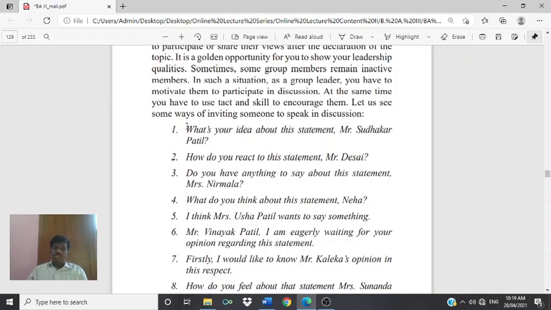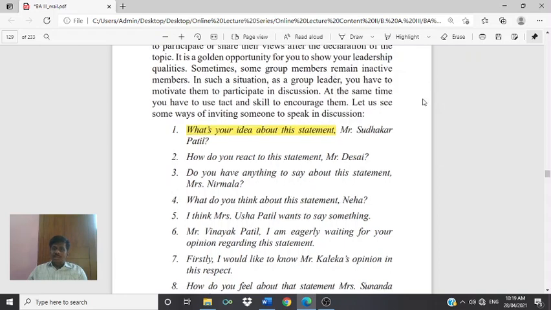See, what's your idea about this statement? This is a common sentence. What is your idea about this statement, Mr. Sudhakar Patil? Then, how do you react to this statement, Mr. Desai? See, this same sentence structure, you can actually use in your group discussion. And these are the common statements, common language expressions that you are supposed to use in a group discussion.